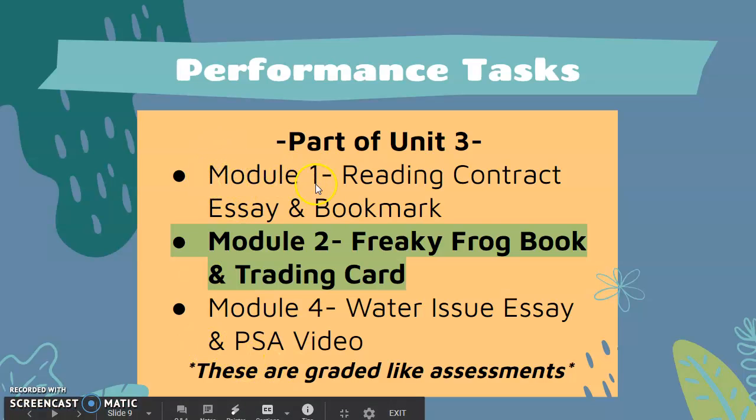For Module 1, the students wrote a reading contract of their reading challenges, and then they made a reading strategies bookmark. In Module 2, students will make a Freaky Frog book with all their writing from the module from Units 1, 2, and 3, and then create a trading card from their frog that they researched. And in Module 4, students will write an essay about a particular water issue and then create a public service announcement video to highlight their water issue that they researched and wrote about. Okay? The performance tasks are graded just like the assessments.